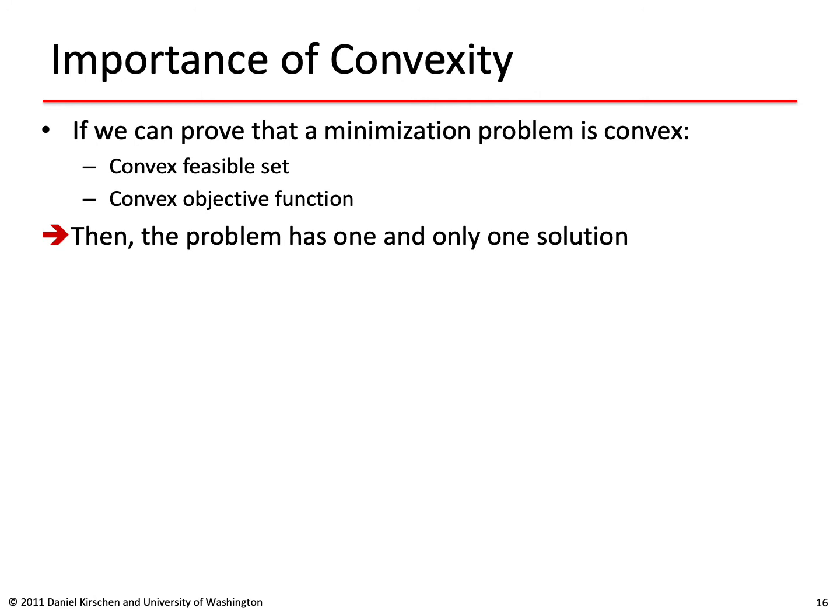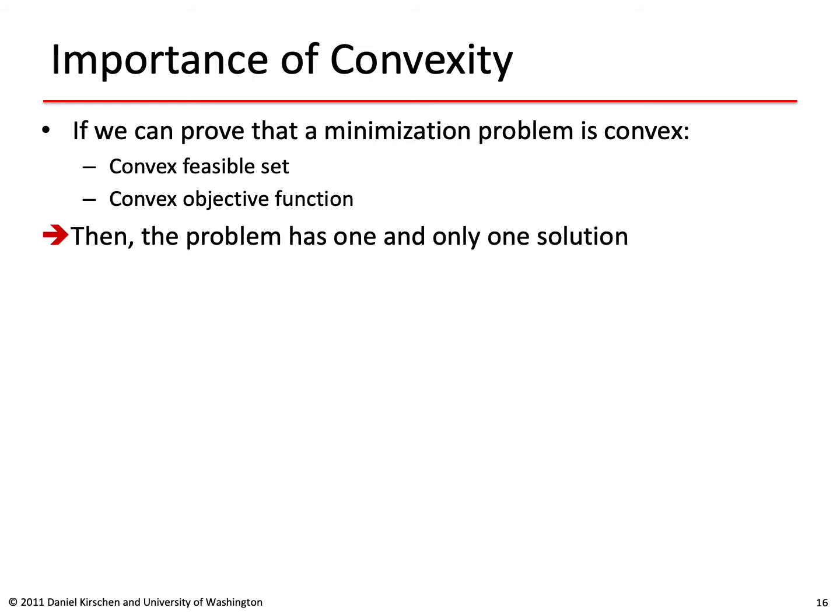Convexity is therefore very useful because if we can prove that a minimization problem is convex, and by that I mean proving that it has a convex feasible set and that the objective function is also convex, then this problem will have one and only one solution. And that means that if I can find that solution, I will have found the global minimum.